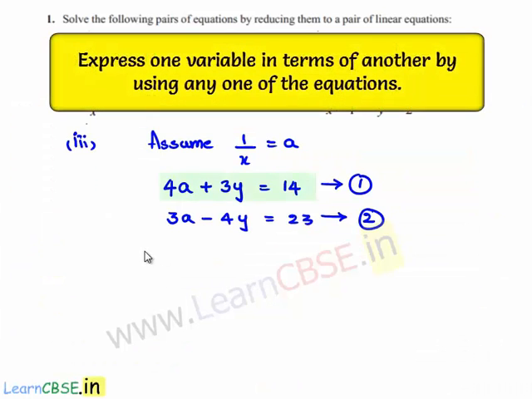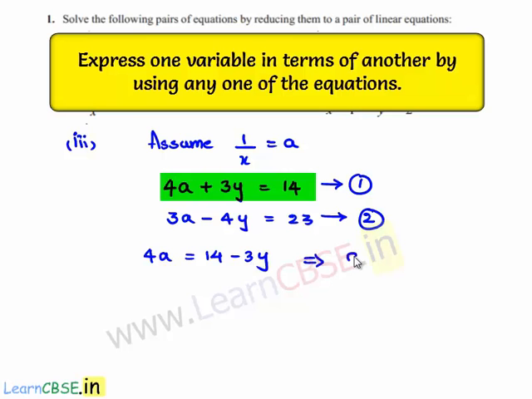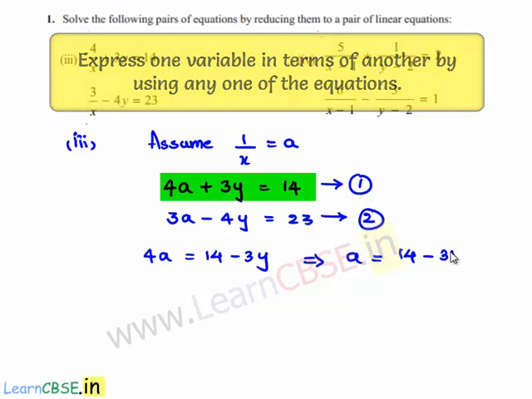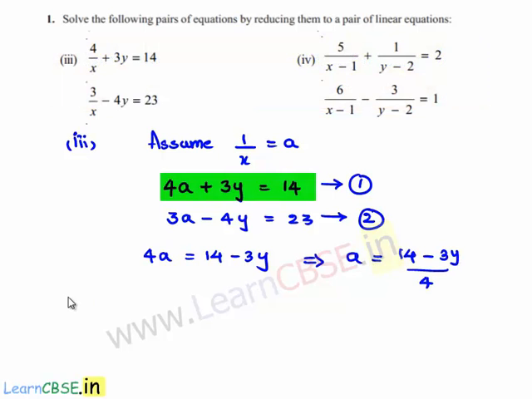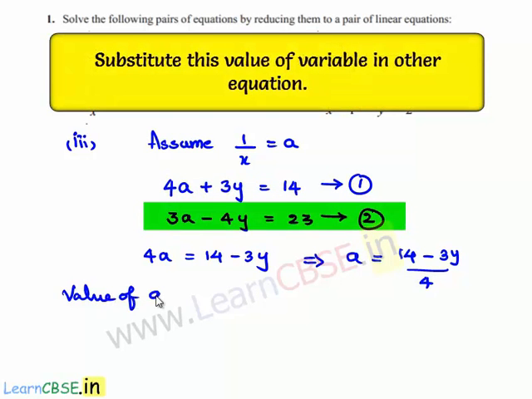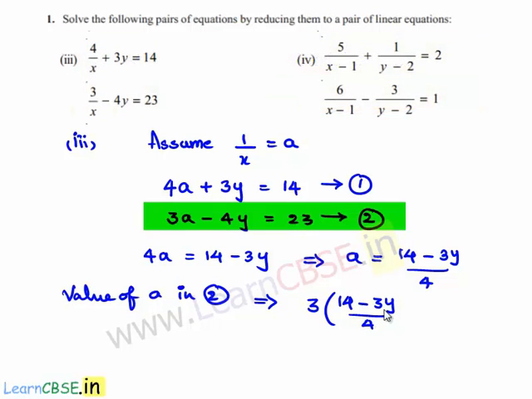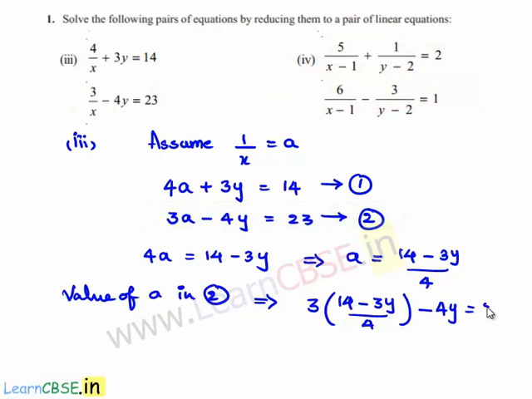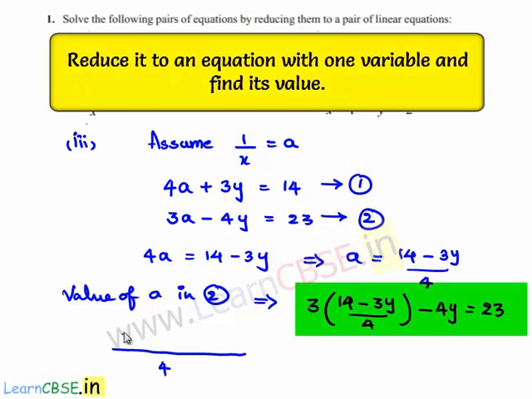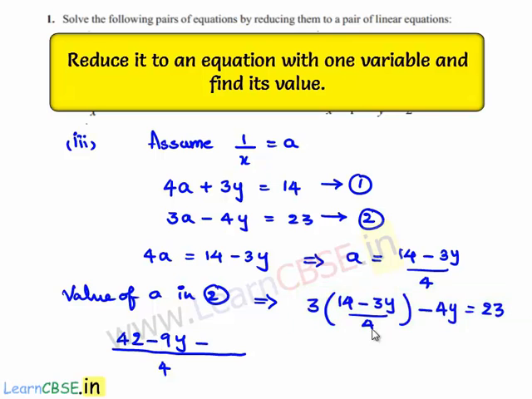So the first equation can be written as 4a is equal to 14 minus 3y, which implies a is equal to 14 minus 3y divided by 4. Now substitute the value of a in equation number 2. We'll be getting 3 times 14 minus 3y divided by 4, minus 4y is equal to 23. Now the LCM would be 4 and 3 times 14 is 42. This becomes minus 9y minus 4 times 4y, which is 16y. This is equal to 23.